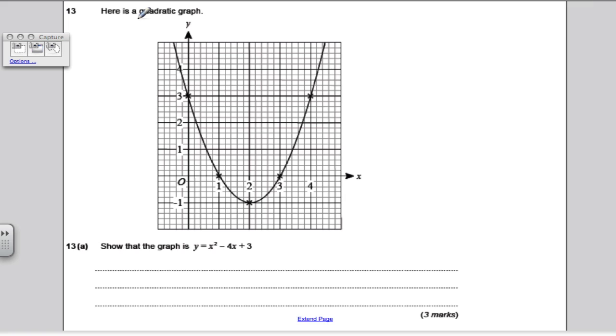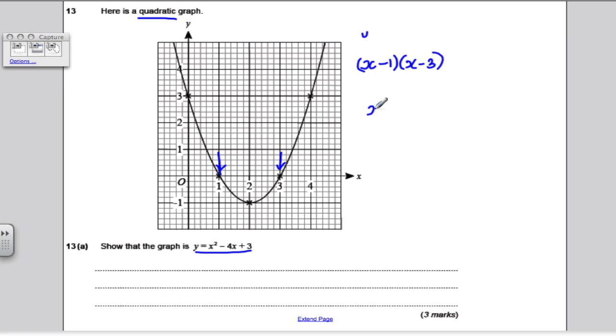Question 13. Here is a quadratic graph. Show that the graph is given by that formula. Well, you know that the point 1 and the point 3 are roots. So you know that the formula must be somehow given by the fact, if 1 is a root, then x minus 1 is one of the factors, and if 3 is a root, then x minus 3 is one of the other factors. So that is our attempt at what this graph is.